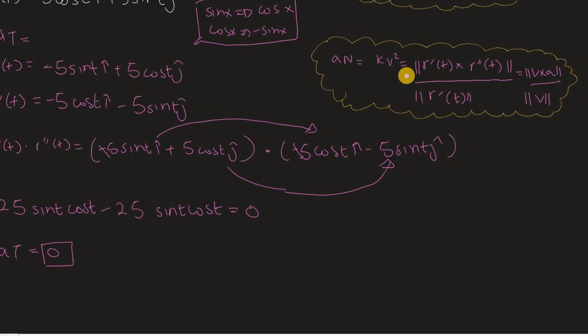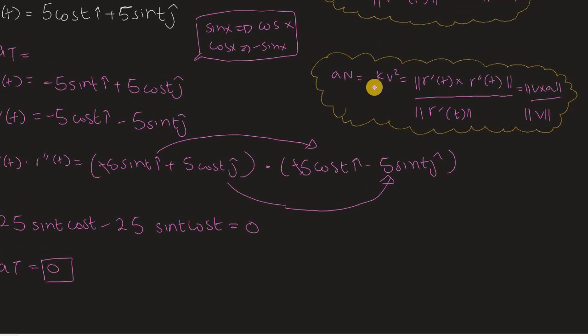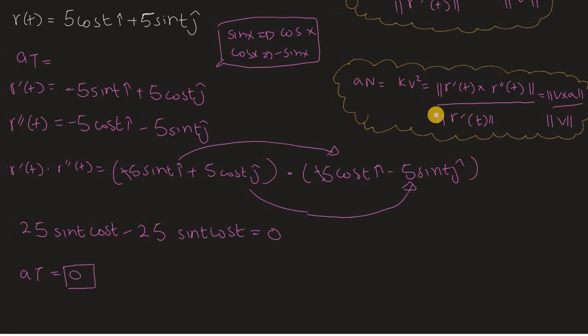So to find this, if we're given the kappa, we can find it, but in this case we're not given the kappa, so we're going to be using this equation. The first step is finding r prime of t, the first derivative of the vector function, which we already have, and the second derivative, which we already calculated. Now we'll have to cross product them.